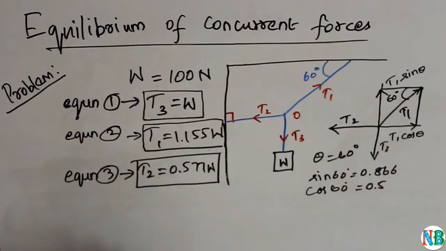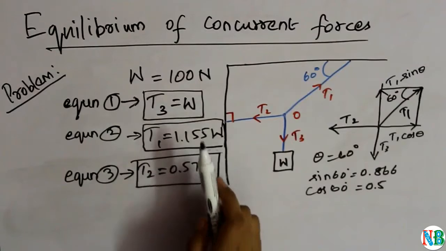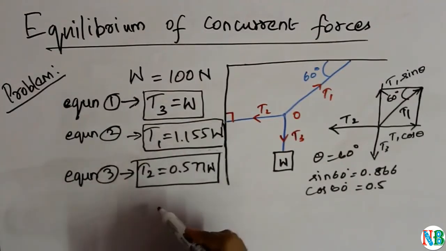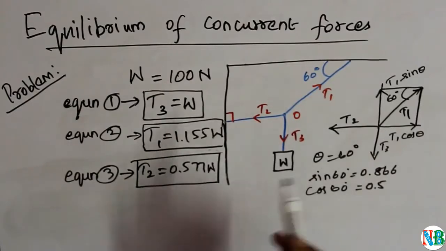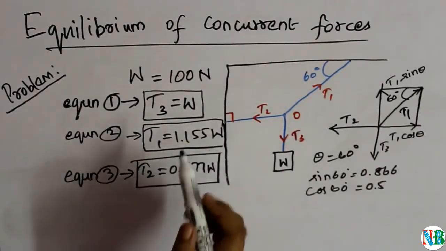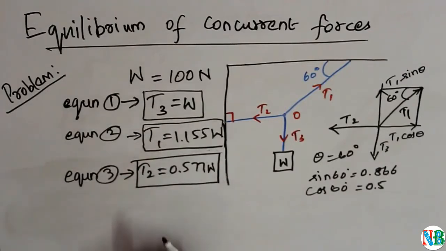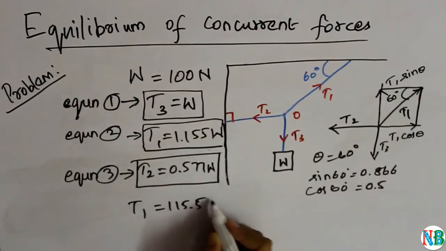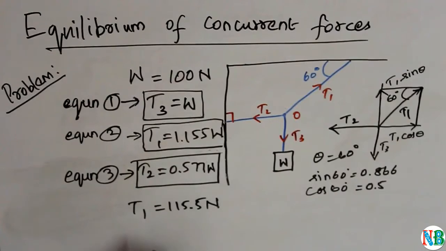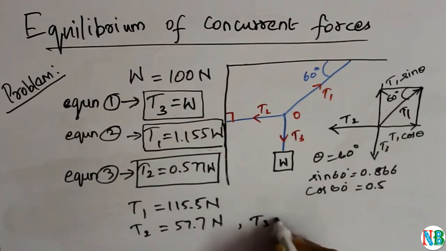Now we have the values for T1, T2 and T3, the tensions of ropes 1, 2 and 3. We have found them through this force diagram, and we already know the value for W, which is 100. So we substitute 100 into the equations. The value for T1 will be 115.5 Newton, the value for T2 will be 57.7 Newton, and the value for T3 will be 100 Newton.